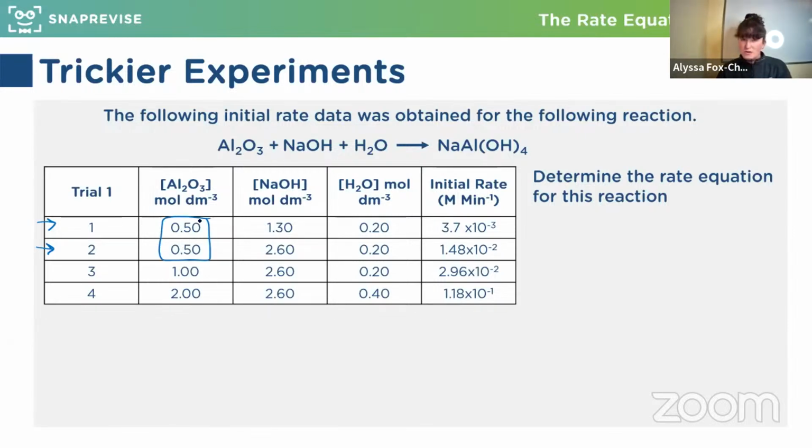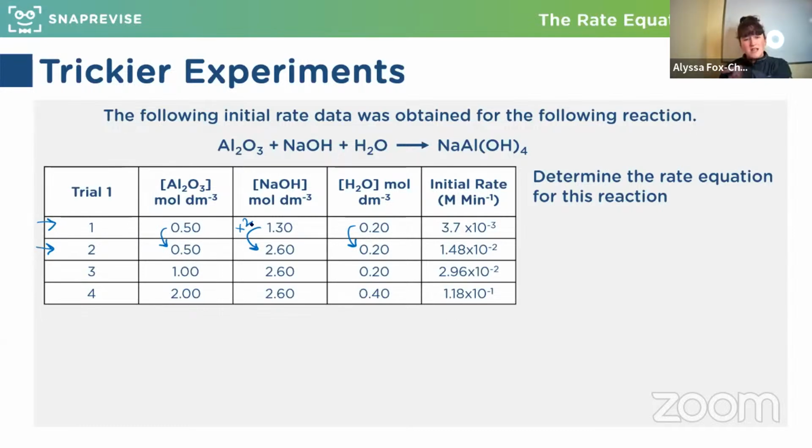Look, isn't that kind? Our Al2O3 concentration has been kept the same between trial 1 and trial 2. Lovely. So has our concentration of water. Great. That means the only thing that will be having an effect on the rate will be the concentration of sodium hydroxide. So how has that changed between our first experiment and our second experiment? It has doubled. It is twice as big. Yeah, nice one. Well done, Gabby.